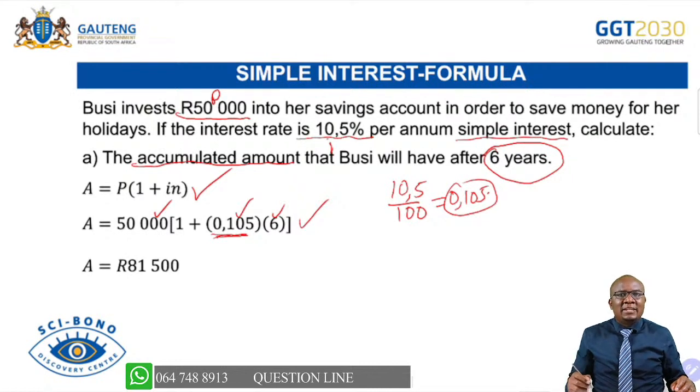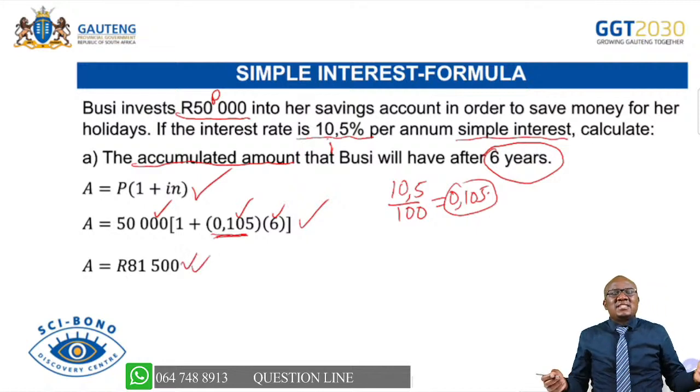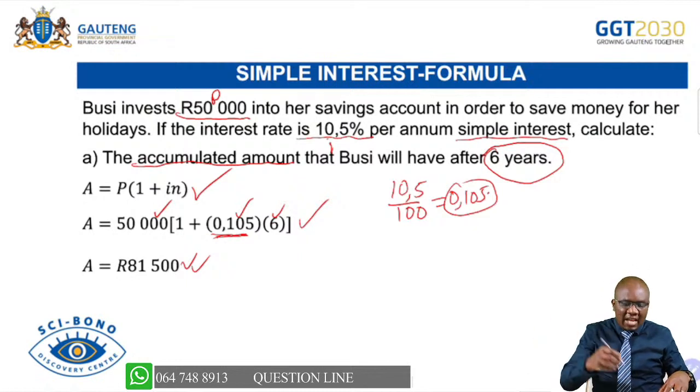And then N: every year she's getting interest. Remember I said that N is not the number of years. So every year she's getting interest: first year, second year, third year, fourth year, sixth year. So she's going to get interest 6 times. Which is 81,500. Now the money will be 81,500. This is the money that was invested plus interest.